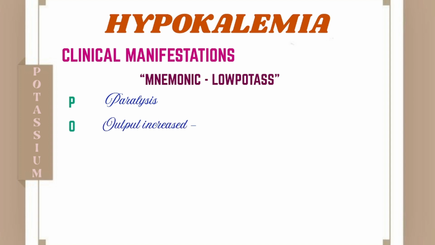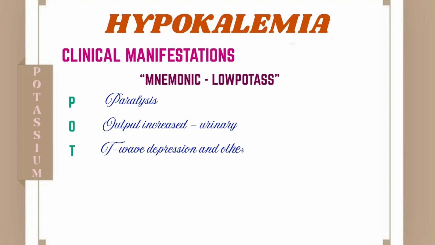O. Output increase, urinary. Due to less potassium, urinary output increases because the kidneys will not be able to concentrate urine. If urine is not concentrated, it means there is increased loss of waste products, and along with that more sodium and water is excreted, so kidney function is impaired because of less potassium. That is why there is increased urinary output.